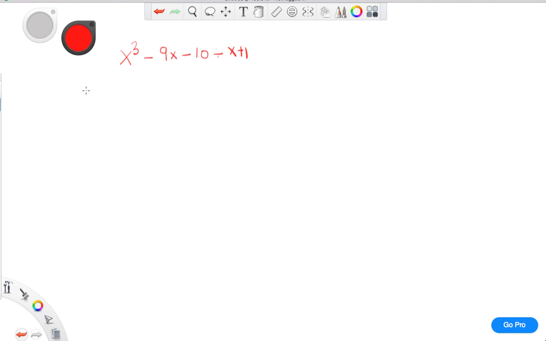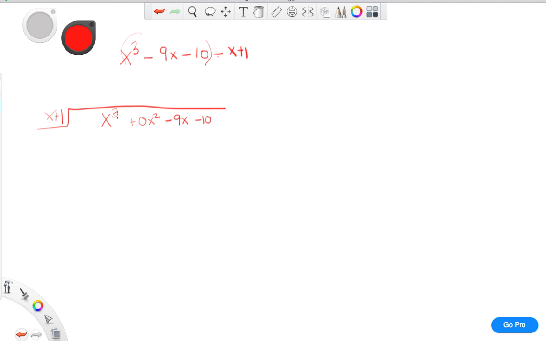Alright, so first things first, we are going to set up our fraction bar. So this is being divided by that. So we're going to put x cubed in there. We have to account for all of the spaces. So we're going to do plus 0x squared minus 9x minus 10. I'm going to divide that by x plus 1.